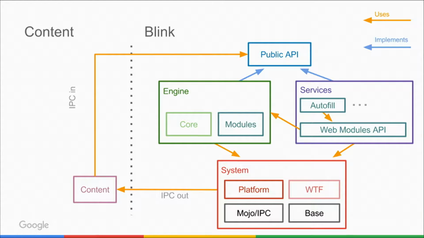If we fill in our boxes, it looks something like this. Autofill exists in the service layer. The web modules API is what it uses. It uses the system layer to use the platform and WTF types, to use Mojo and IPC. The engine layer similarly uses the system layer. And this whole system actually becomes much simpler.